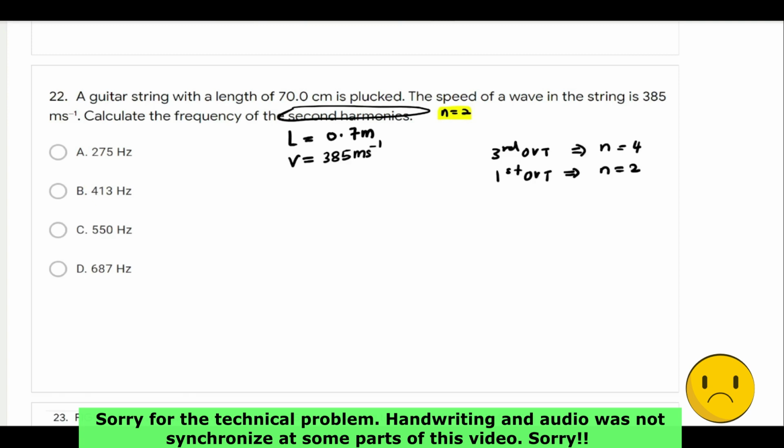So we want to find the frequency for the second harmonics. So we use equation for string, V over 2L. Kita boleh kira terus. V is 385 and L is 0.7. So the answer is 550 Hertz. So this is the answer.